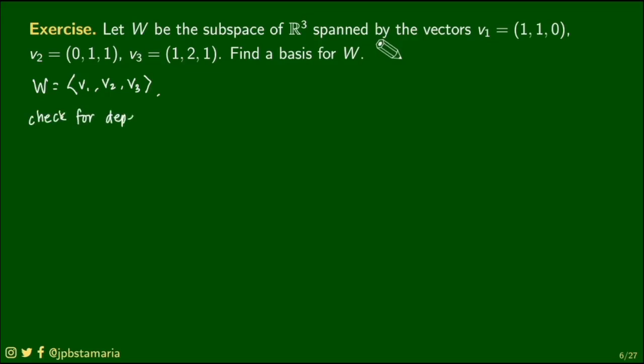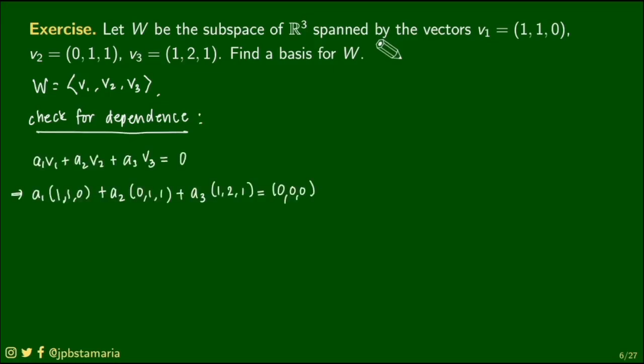So this is the next step. And how do we check for dependence? To check for dependence, we set up this equation. If we can find values for the a_i's which are not all 0, then the set v1, v2, v3 is linearly dependent, and therefore one of these vectors has to be redundant. So here we try to solve for the possible values of a1, a2, and a3.